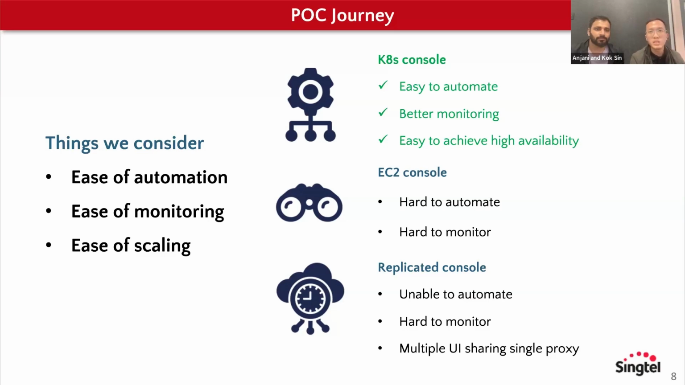So we first started with EC2 console. What we found is that it's harder to automate the deployment, and it's also harder to monitor the console's health. Similarly applies to replicator console. We found that we are unable to automate the deployment as it's done manually through the replicator UI. And since our setup requires going through a proxy, we cannot share a single proxy between the console and replicator UI. So finally, we decided to go with Kubernetes console as it fits all of our requirements.